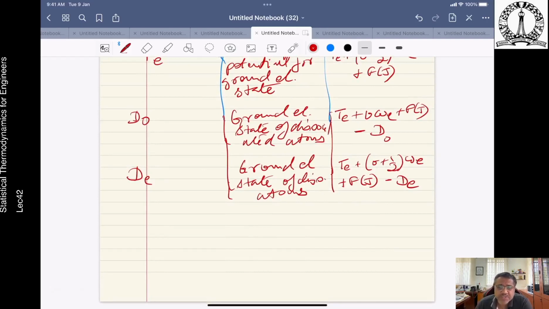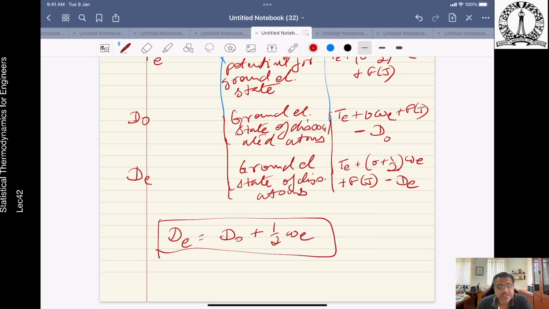The T naught option is most common and it is available in the Janaf tables and stuff like that. For an assembly containing a reactive mixture, the D naught formulation is mandatory. The D naught and D E are related: D E is equal to D naught plus half omega E. This is the relation, valid for the harmonic oscillator model.